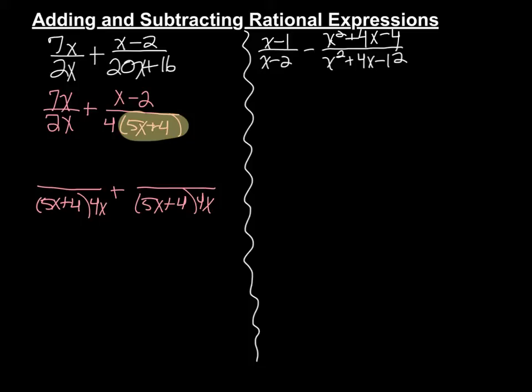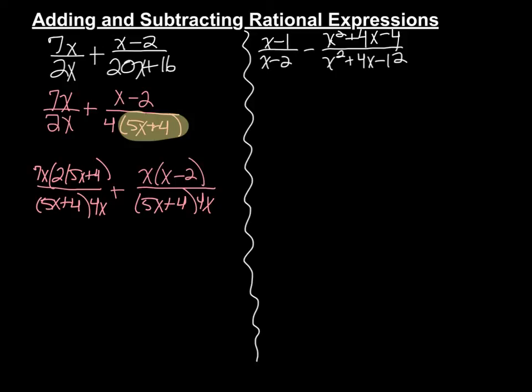Now looking from this denominator to this denominator, to get it into the new denominator, I multiplied it by 2 times 5x plus 4. So I need to multiply the top by 2 times 5x plus 4. Here, I multiplied it just by an x, so I just need to multiply the top of this by an x. Now I'm going to simplify my numerators.